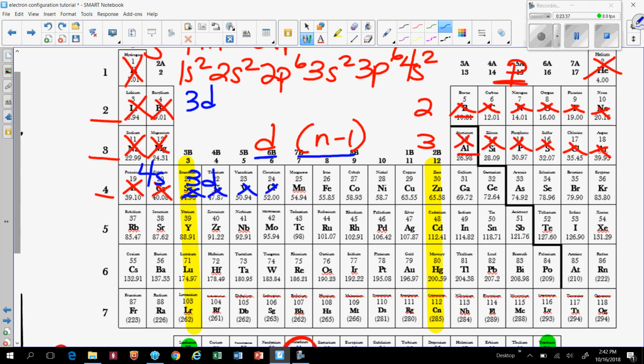1, 2, 3, 4, 5, 6, 7, 8, 9, 10. See, I highlighted where D stops at zinc. So I've got 3d10 filled, which means as soon as I hit gallium at atomic number 31, I've gone back to my P sublevel. So the energy level goes back up to what it originally was. It was originally 4. So I've gone back to 4p.